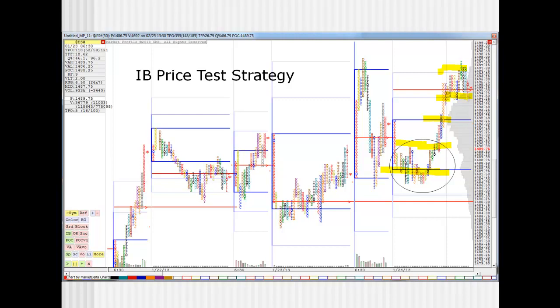Pay attention to the IB levels. It is helpful, if you want to practice this strategy, first of all, initially to use the profile chart as I have, and to do a split profile. It is much easier to see it with a split profile.